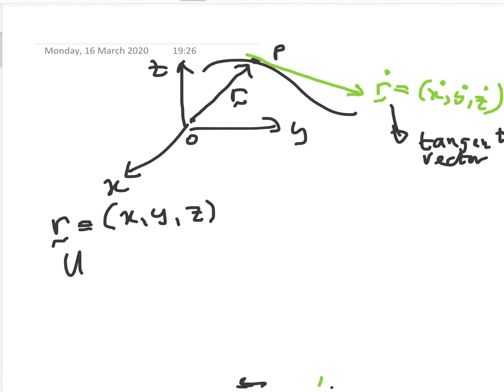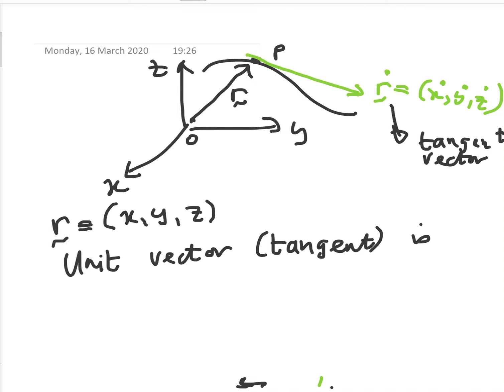So, the unit vector, unit tangent vector, specifically, is given by the vector r dot, your tangent vector, divided by its magnitude. So the magnitude of this vector is 1, and it's a tangent vector, and specifically the unit tangent vector. We now rewrite this unit tangent vector, or incidentally, we'll refer to this unit tangent vector as the vector u. So the vector u is the unit tangent vector.